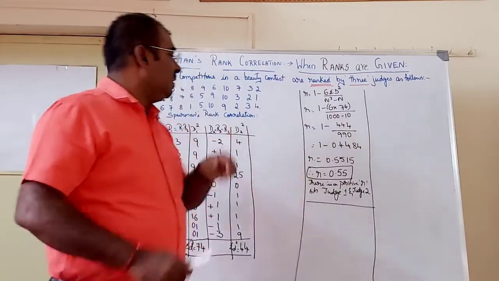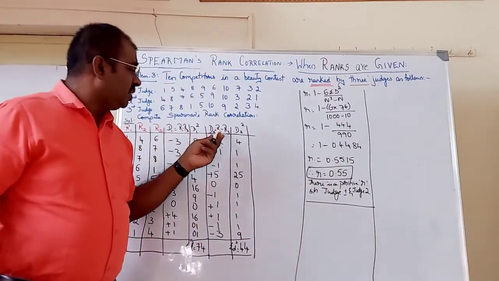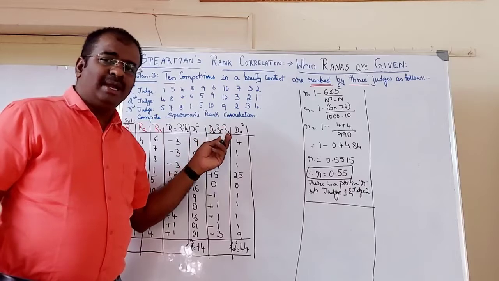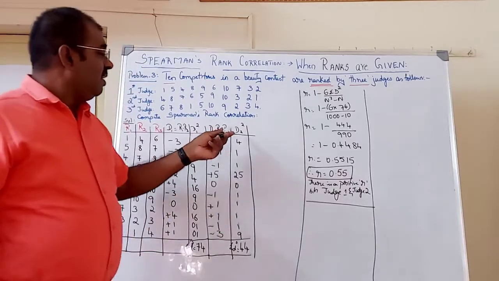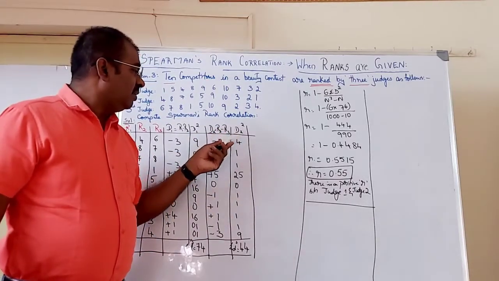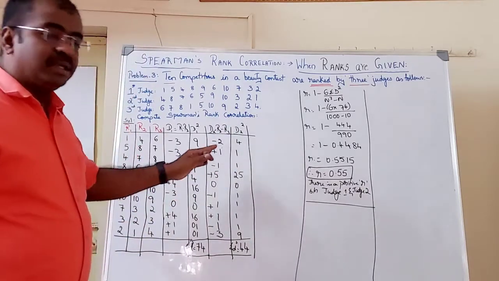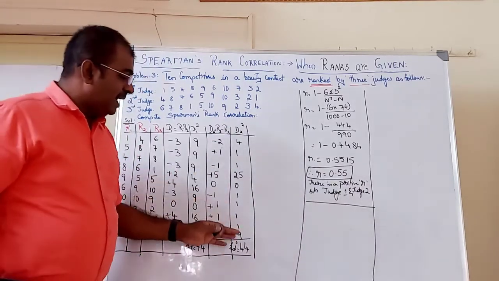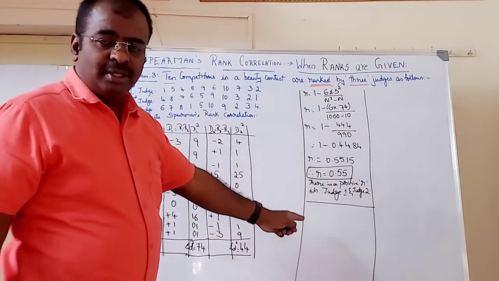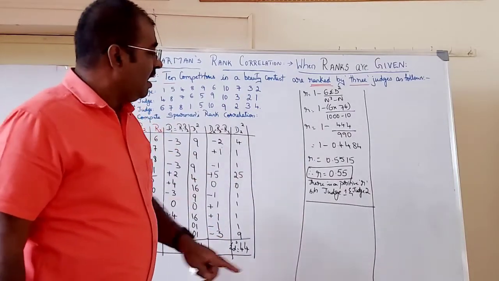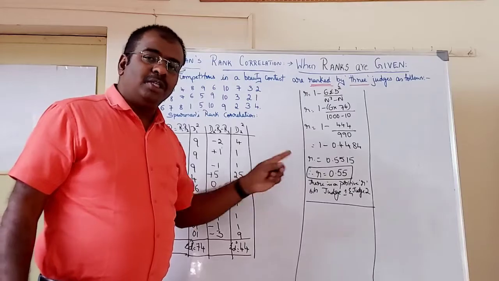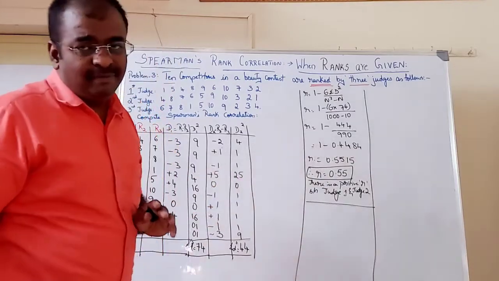That is, step number 1 is finding the difference between judge 2 and judge 3, that is rank 2 and rank 3. And then we have also squared the differences of judge 2 and judge 3. Now step number 3, again we are going to apply Spearman's rank correlation formula and find out whether there is a positive correlation or negative correlation.